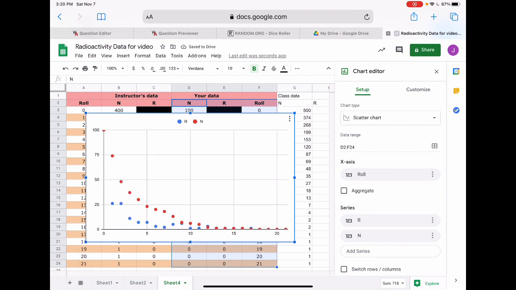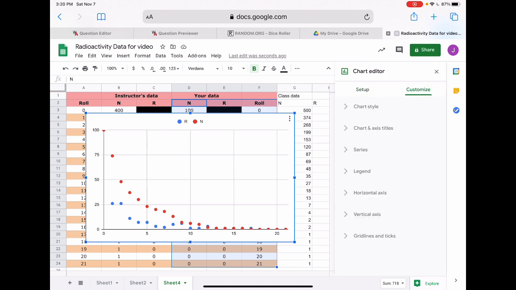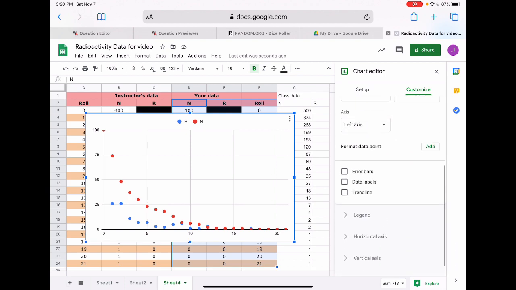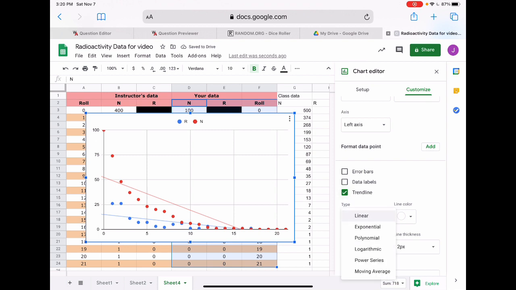Now we want to get trend lines. So I'm going to click on Customize up here at the top. Under Chart Editor, it says Setup and Customize. I'm going to click on Customize. Go down to where it says Series. Click on Series. And I'm going to scroll down until I get these choices: error bars, data tables, trend line. Do the trend line. Okay. And the type, I don't want linear. I want exponential. So I choose exponential. Notice that it's doing it for both the blue and the red dots here. We've got both trend lines, which is what we want.